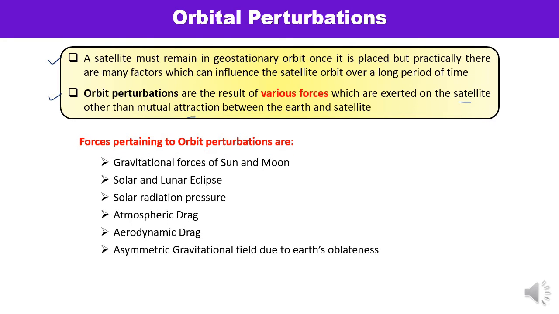Some of the forces I have listed out over here: gravitational forces of Sun and Moon, solar and lunar eclipse, solar radiation pressure, atmospheric drag, aerodynamic drag, asymmetrical gravitational field due to Earth oblateness, Doppler effect. So various factors are there which impact the satellite orbits. Let us discuss in detail each and every force, each and every factor.